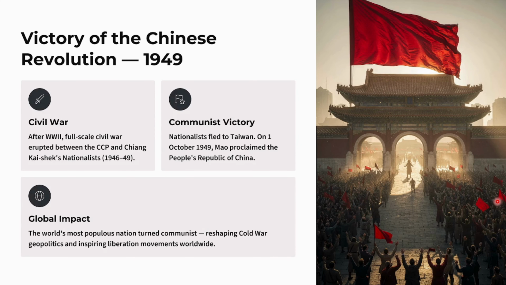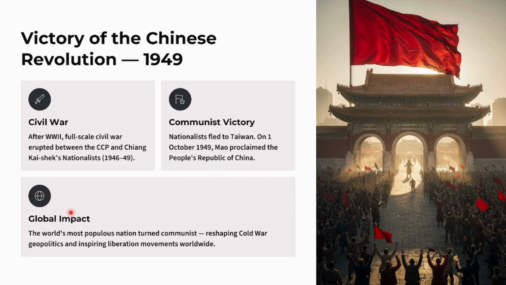Okay, victory of the Chinese Revolution, 1949. So there is a civil war. After World War II, a full-scale civil war erupted between the Chinese Communist Party and Chiang Kai-shek's Nationalists, 1946 to 49. Then communist victory. So the Nationalists fled to Taiwan. So on 1st October 1949, Mao proclaimed the People's Republic of China.